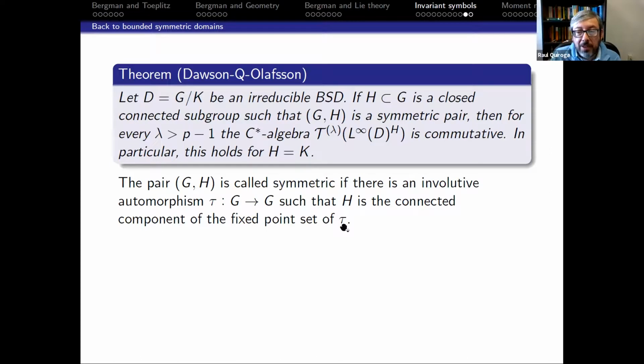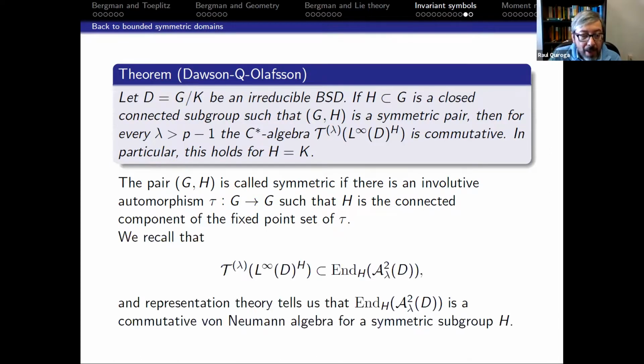tau. That's the condition. The idea of the proof: remember that I mentioned that there is an inclusion like this. The C*-algebra that we want to show is commutative is contained in this von Neumann algebra associated to H, and representation theory tells you exactly that this is commutative for symmetric subgroups. So in this case, it's a straightforward application of representation theory.